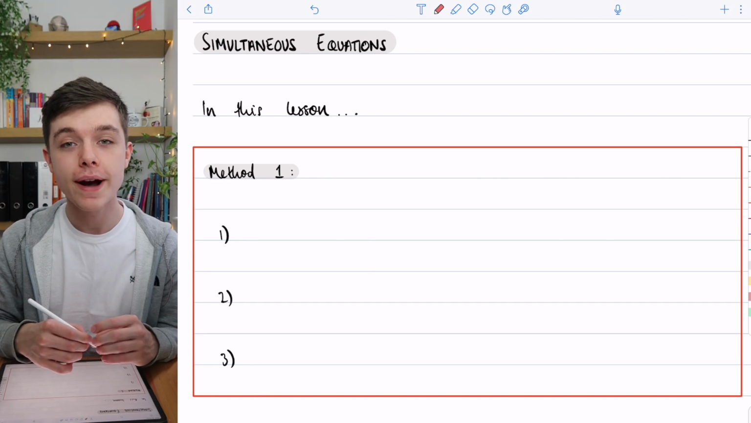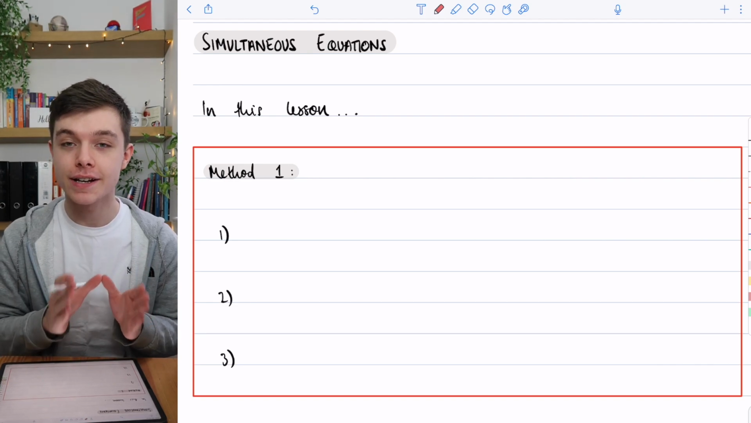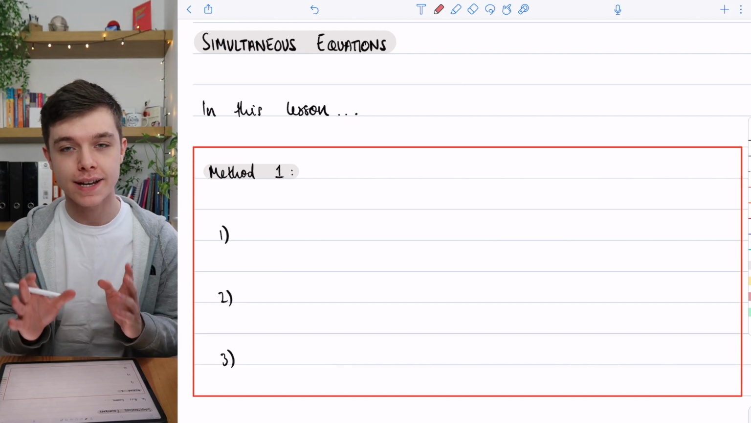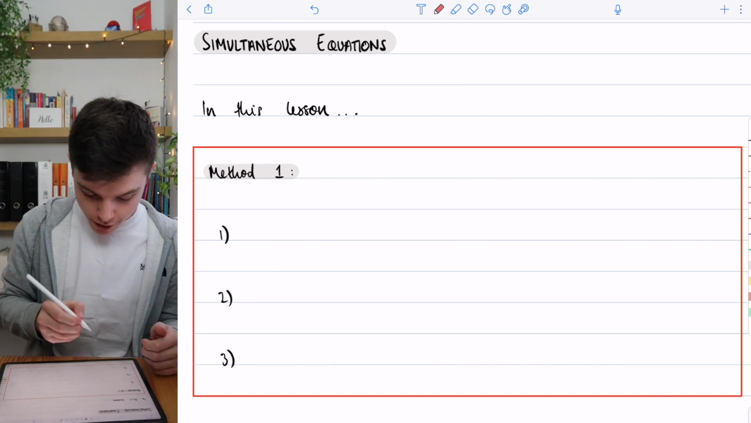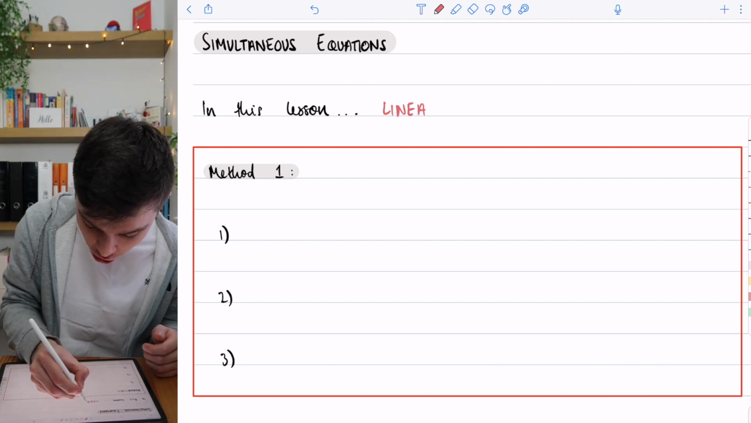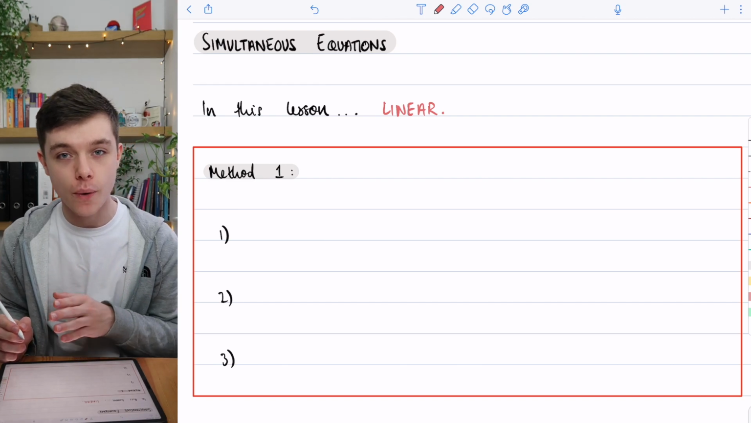In this video, we're going to be having a look at simultaneous equations. For this lesson, we're going to have a look at linear simultaneous equations. And in the next lesson, we're going to have a look at quadratic simultaneous equations. So I'll write that down here. We're going to have a look at linear, and we're going to have a look at two methods we can use to solve linear simultaneous equations.